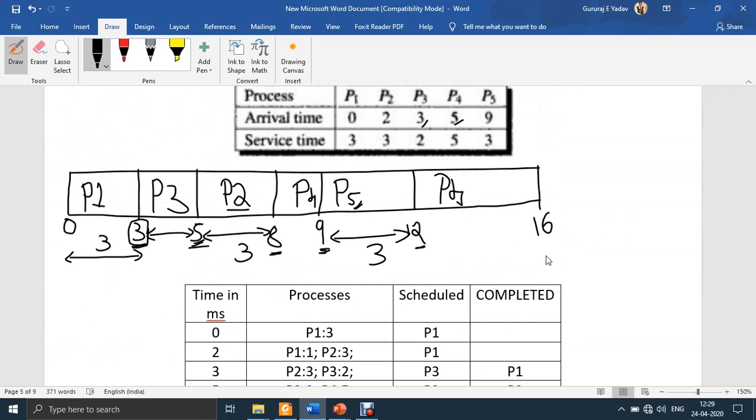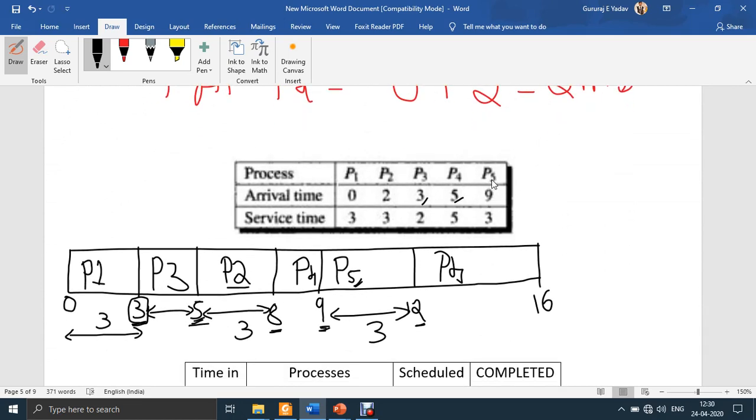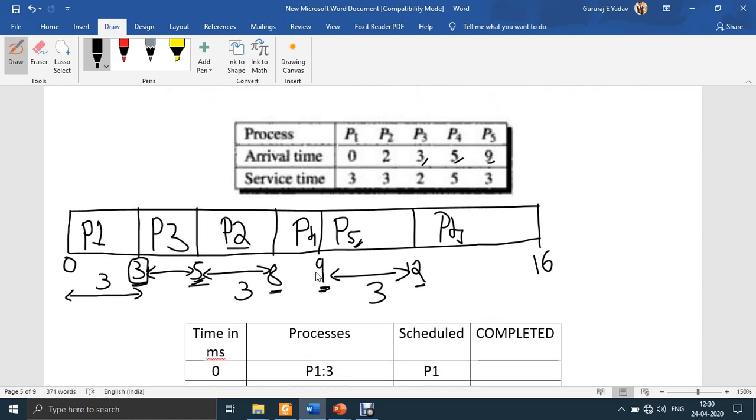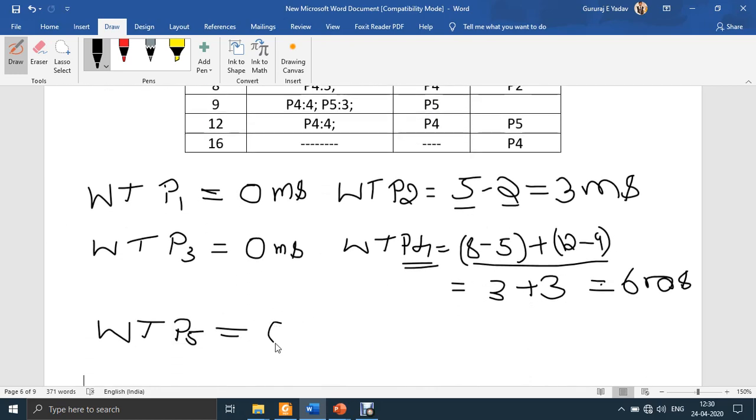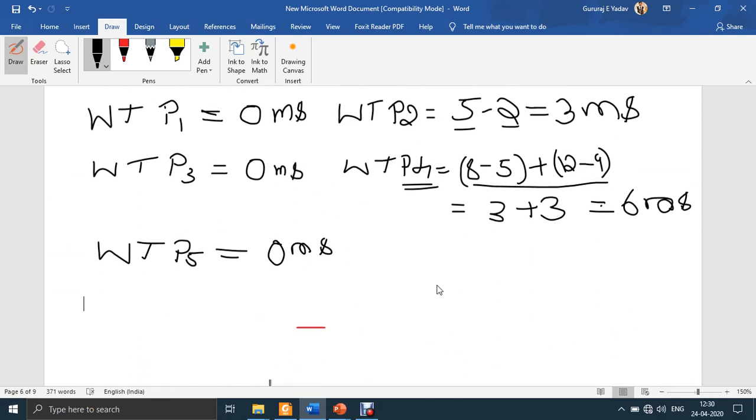Okay, so now waiting time for P5. When has P5 come? P5 has come at 9. And when you gave the chance to execute, you gave the chance at 9 itself. In this entire schedule you can see P5 is never scheduled again. That means P5 completes at one stretch. Once you give the CPU, it has completed. So it came at 9 and was given the chance at 9 itself, so the waiting time for P5 is also 0 milliseconds. Hope you are getting this, right?